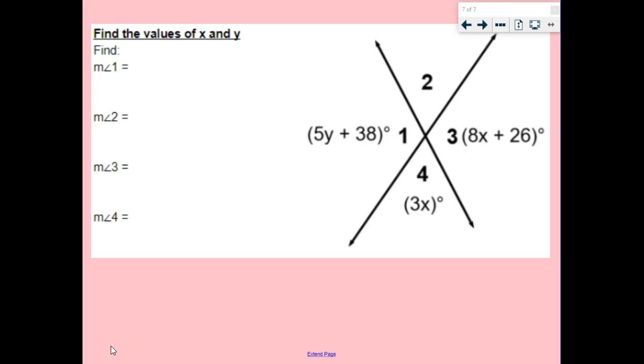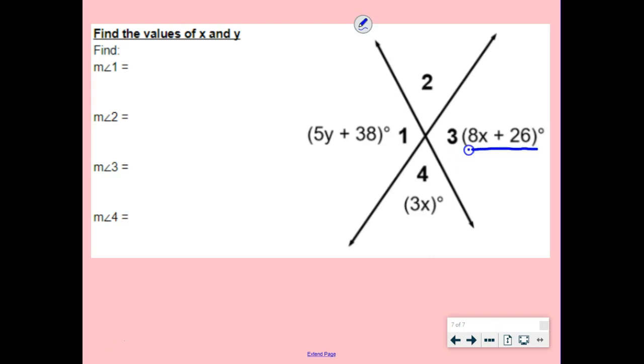Last example for you, find the values of x and y. Once we find the values of x and y, then we can solve for the measure of angle 1, 2, 3, and 4. So, if we look, we have 8x plus 26 and 3x here.